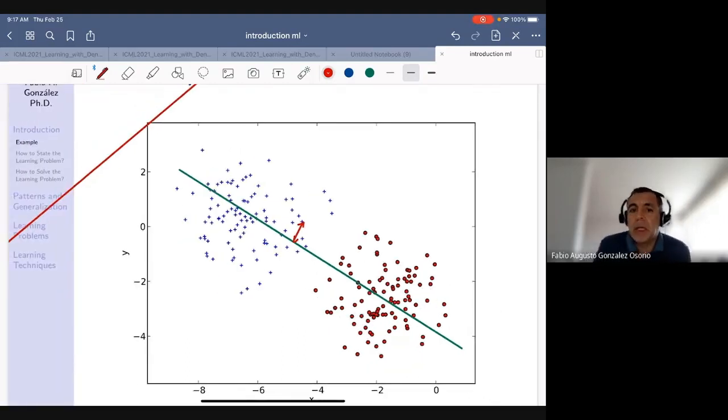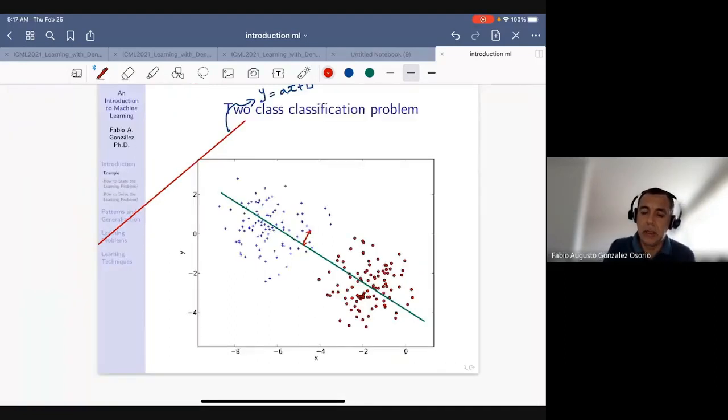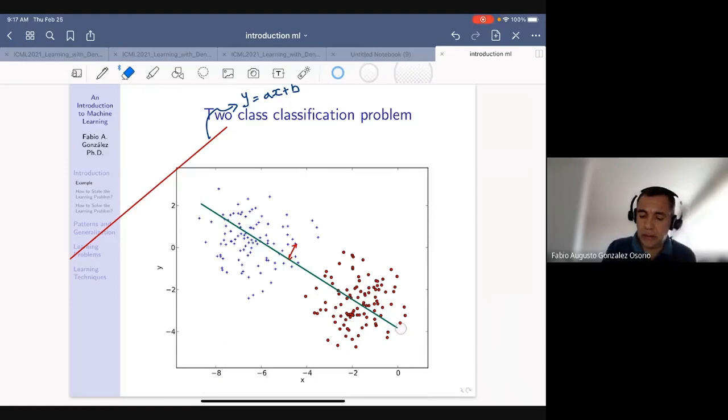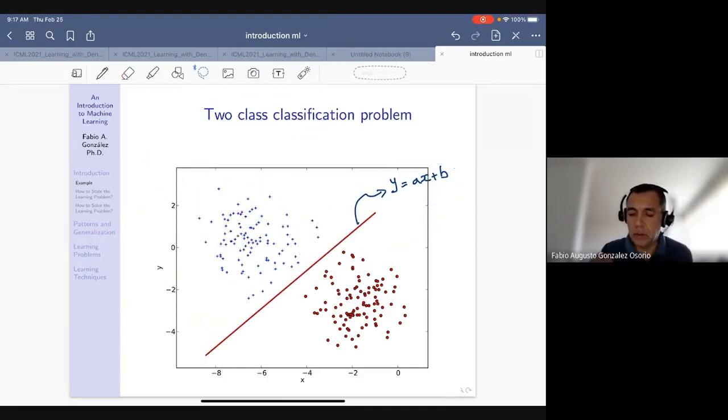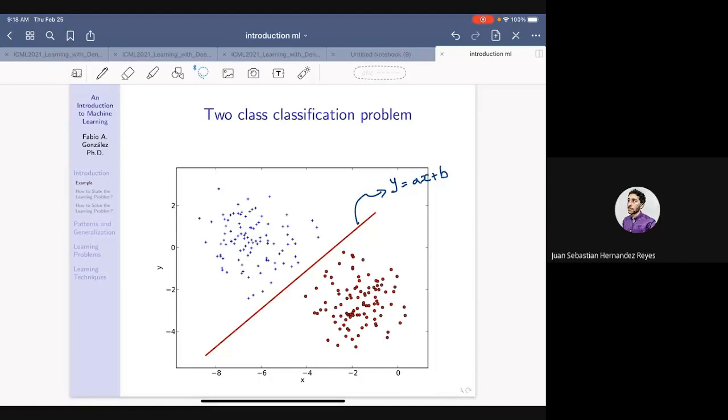But I'm doing classification. So how do I use this or any other strategy to find that line? How do you do that? Oh, sorry, Juan Sebastián Hernández. I'm not sure that is the answer you're looking for, but we can apply a logistic regression model.